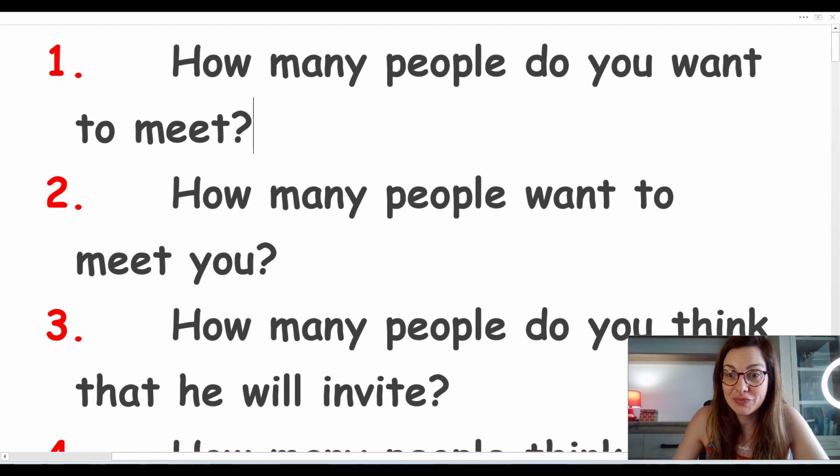Let's practice how to make questions in English. When do we say "how many people do you know?" And when do we say "how many people you know?" So when do we need to use an auxiliary verb and when don't we? Let's get started. Question number 1.